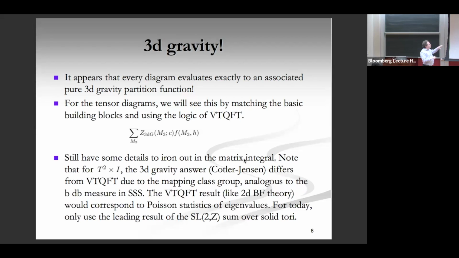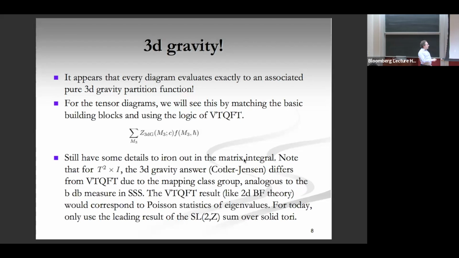And at least for the part of the story that involves just the tensors, we can explain this to you by basically matching the basic building blocks, like the pieces that look like the vertex and the propagator and so on, to 3D gravity amplitudes and using the logic of Virasoro TQFT, which gives some beautiful ways of computing 3D gravity amplitudes, and it makes it almost obvious that every diagram evaluates to the associated Virasoro TQFT amplitude, because it's like a TQFT, it obeys gluing rules, which are just turned into the gluing rules of Feynman diagrams. So there are a few pieces of the story, but I'll explain.